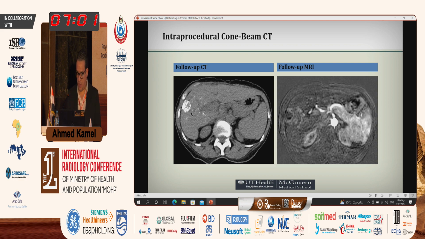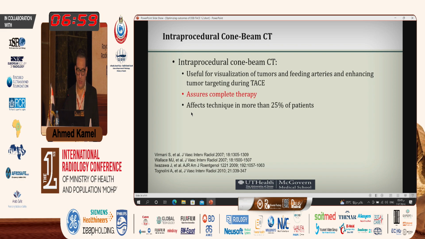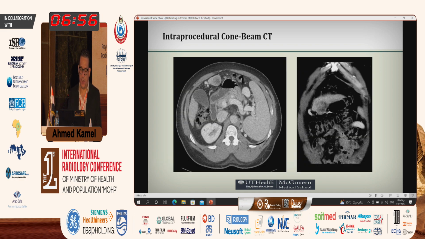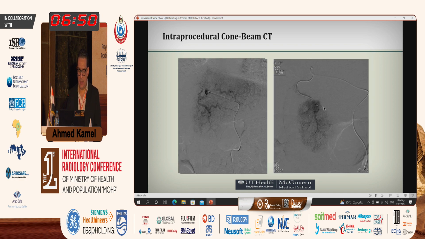You can see there's complete coverage of that tumor. Second one is to assure complete therapy. This is an example of an HCC that is sagging from segment 3 at the bottom of the liver right here. And again, we did the same thing.